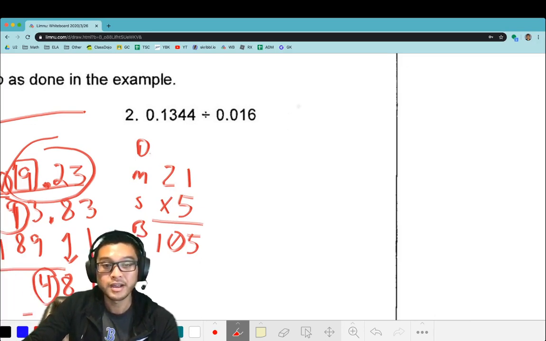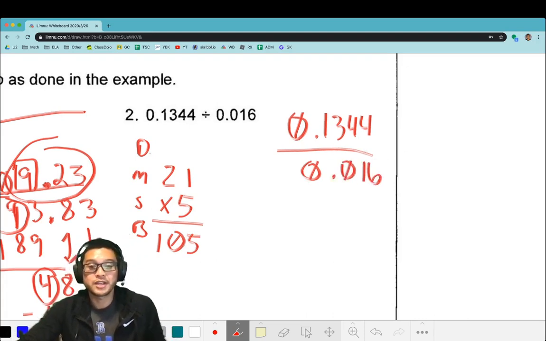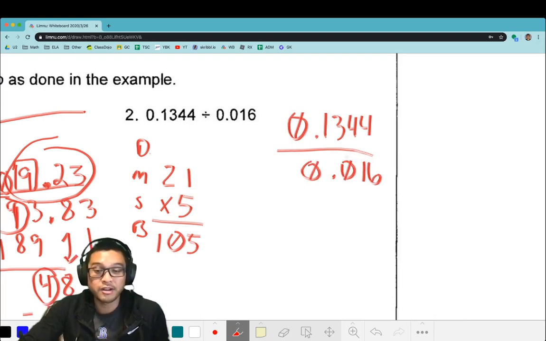So first, we have on the top, oh boy, let's see if I can even read this number. We have 1,344 10,000ths divided by 16 thousandths. Okay, so once again, we want a denominator that's a whole number.